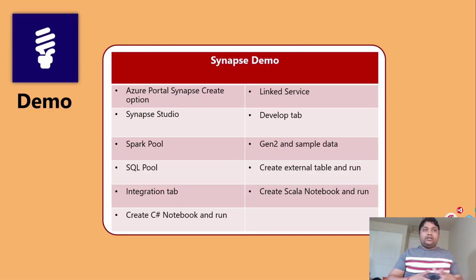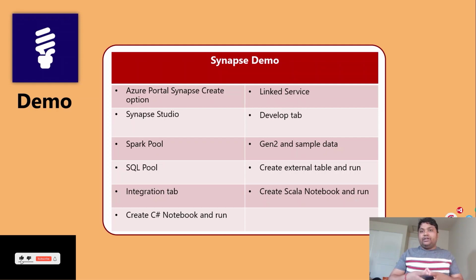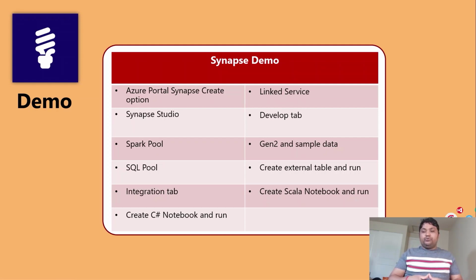So that was it on the PPT side. Now we are going to have a Synapse demo where I'm going to create a Synapse workspace from the Azure Portal, and we are going to log into Synapse Studio. We are going to create a Spark pool, we are going to create a dedicated pool, and we are going to see different options over there. So let's go over there in the Azure Portal.